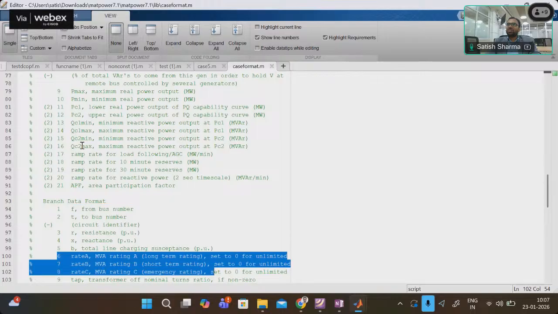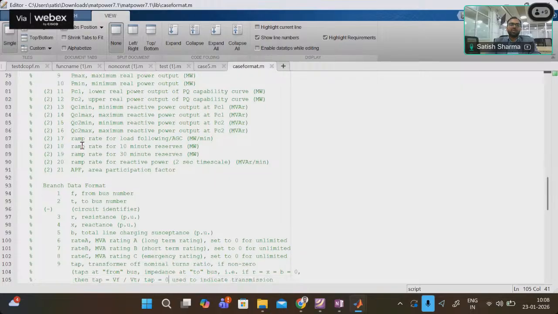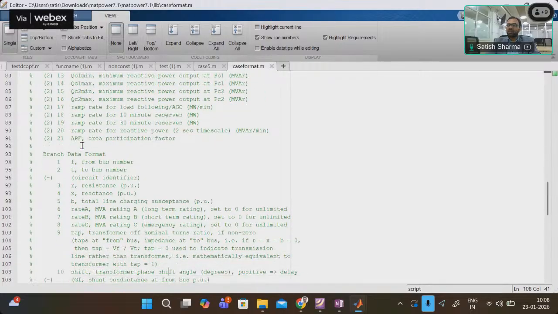And if it is equal to 0, then it is unlimited rating, and if certain values are given, that will be the MVA rating of that particular line. Then for a particular line, sometimes transformers are connected between two nodes. So what is the tap ratio of that? That is given here. Earlier somebody asked me how to incorporate taps into the OPF. So yes, taps can also be incorporated. We will check about this as well.